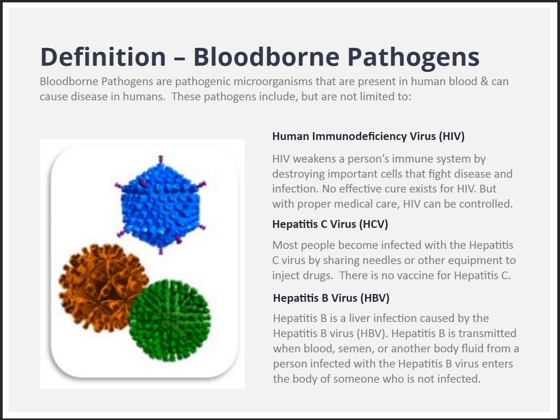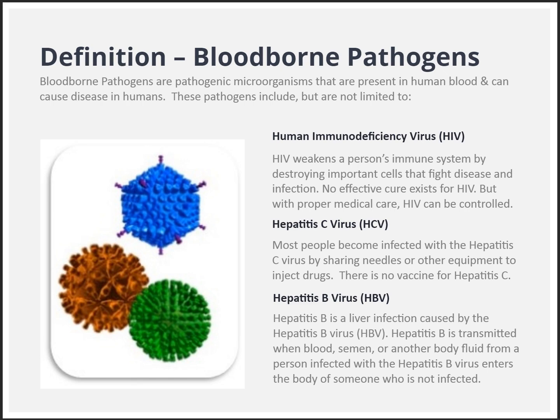Bloodborne pathogens are pathogenic microorganisms that are present in human blood and can cause disease in humans. These pathogens include, but are not limited to, human immunodeficiency virus, or HIV. HIV weakens a person's immune system by destroying important cells that fight disease and infection. No effective cure exists for HIV, but with proper medical care, HIV can be controlled.